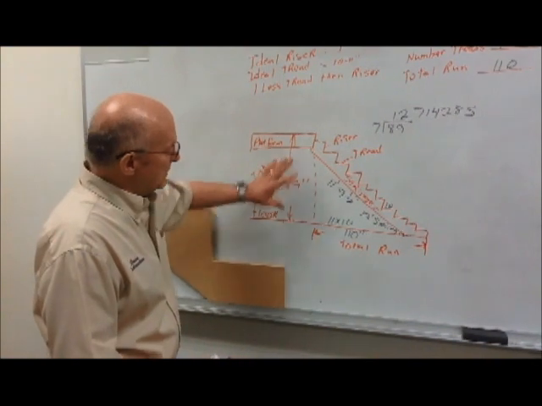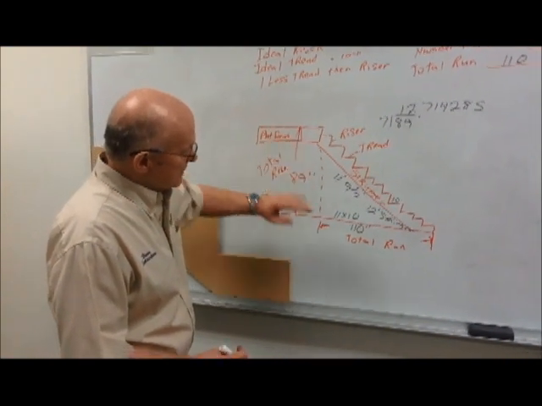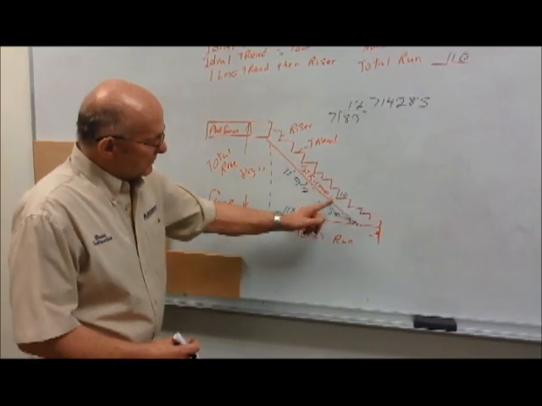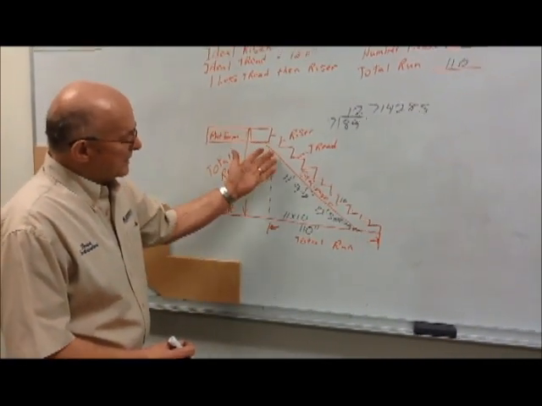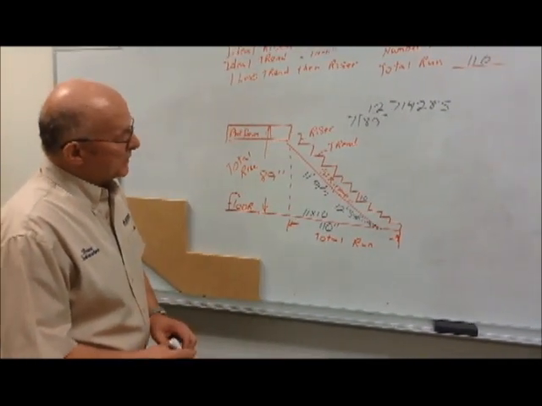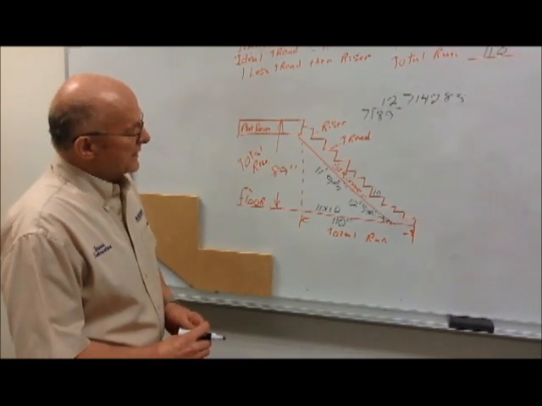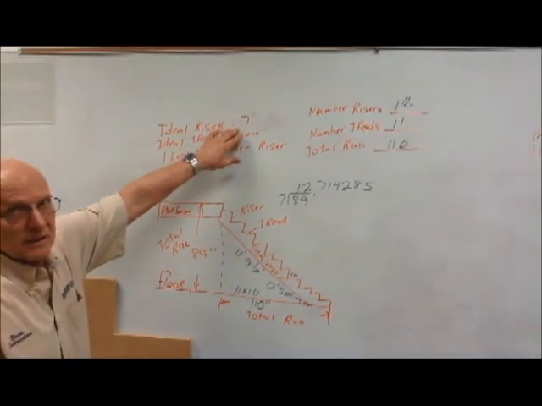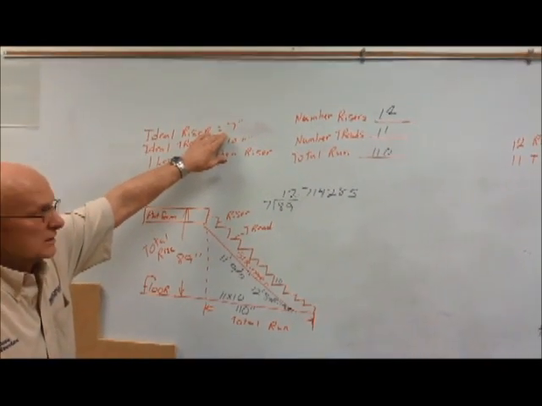So that's what we found out now. We know our total rise, our total run. We know the length of stringer we have. We also know how many risers and how many treads. What we don't know is the exact height of each riser. We know that the ideal riser is around 7 inches.